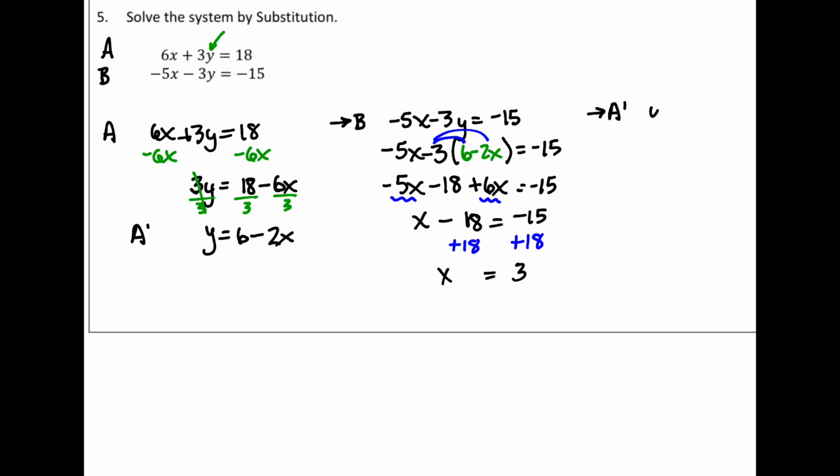A prime is y equals 6 minus 2x, and I'm going to put the 3 in there. Okay, I'm going to do the same thing with this one. There we go. So y equals 6 minus 2 times x, which is 3.